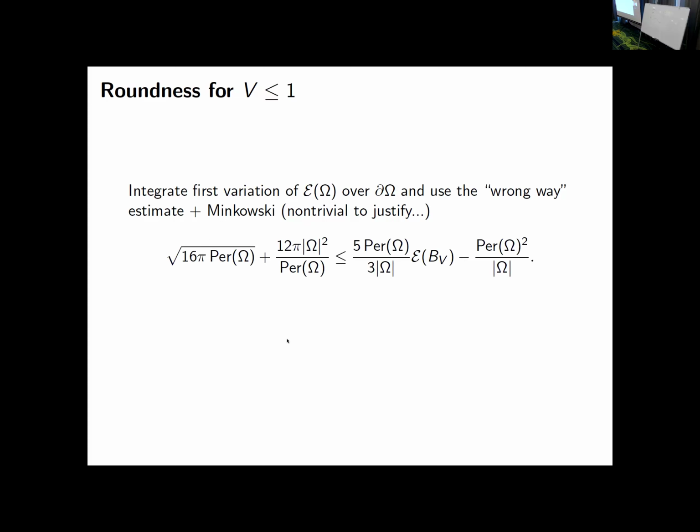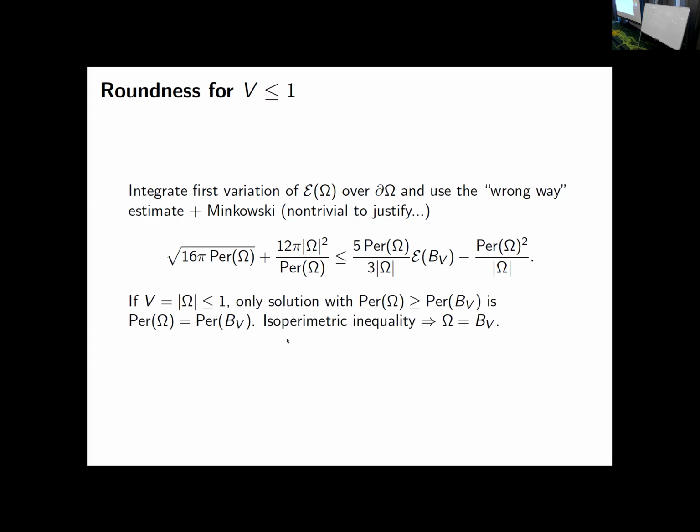Okay. If you do that and use the fact that you have a minimizer, you get the following expression. I don't expect you to follow that calculation, but you get some expression for the parameter. You eliminate the Coulomb energy from everything. And now this is some sort of polynomial type inequality for the parameter. But you know that the parameter is bigger than the parameter of the ball. So this is some function in terms of the parameter.